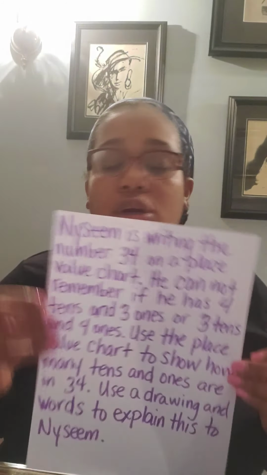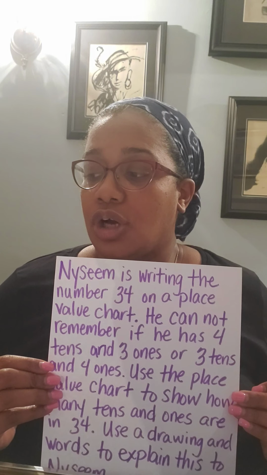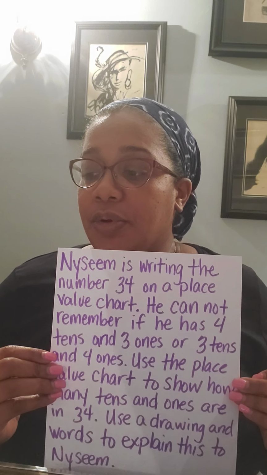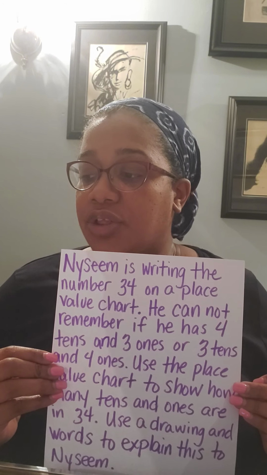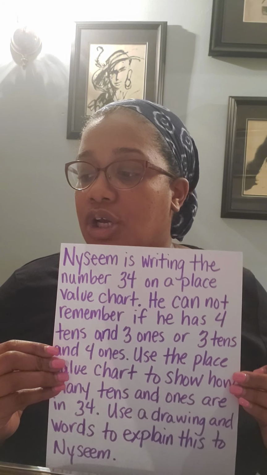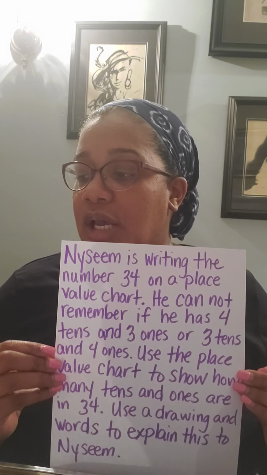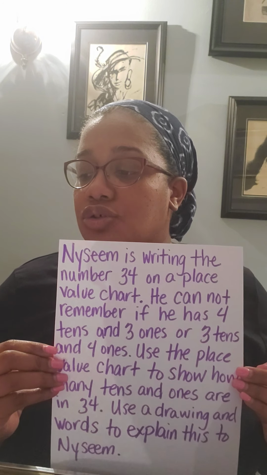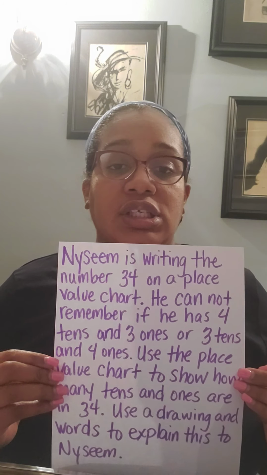You should be looking in your video guide and going to the page with today's date, 3/26/2020, and your application problem is as follows. Nasim is writing the number 34 on a place value chart. He cannot remember if he has 4 tens and 3 ones or 3 tens and 4 ones. Use a place value chart to show how many tens and ones are in 34. Use a drawing and words to explain this to Nasim.